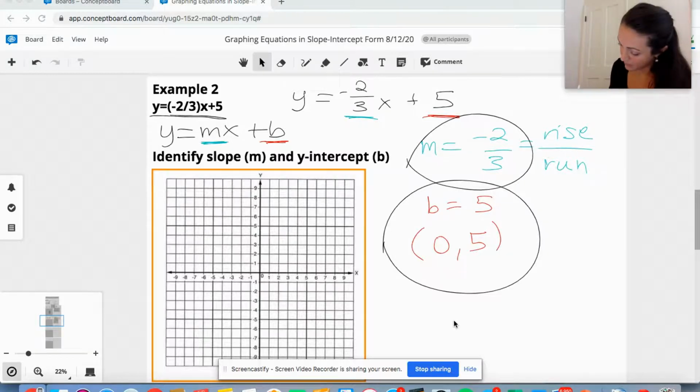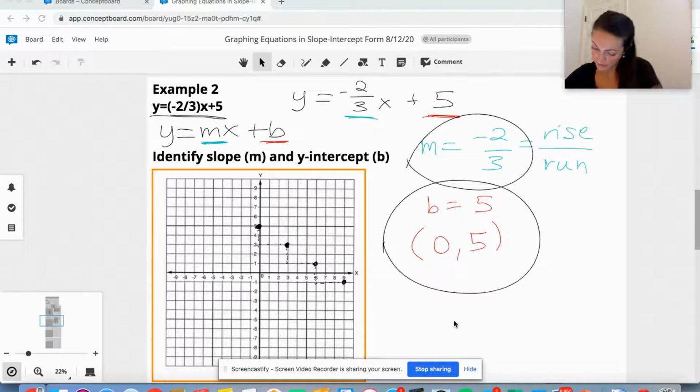So starting at (0, positive 5), a negative 2, instead of rising, tells us that we're going to fall. So we're going to fall 2 and run 3 with every point here. We're going to fall 2 and run 3 again, and again. And connect all of those with the straight edge or a ruler or whatever you're using.